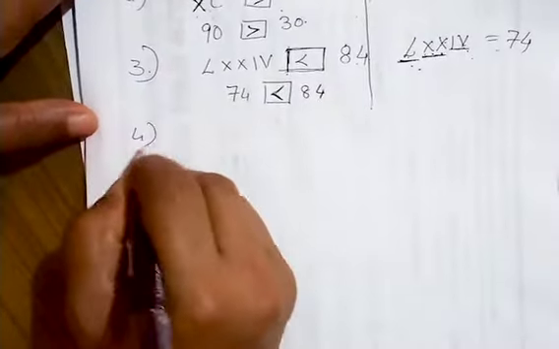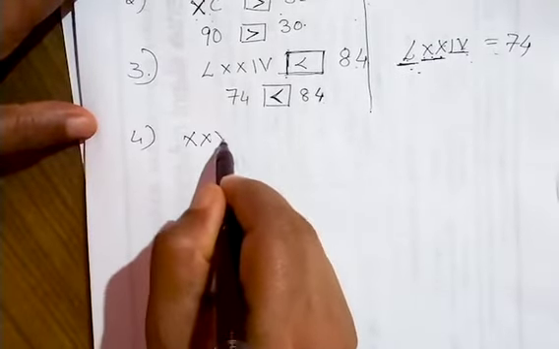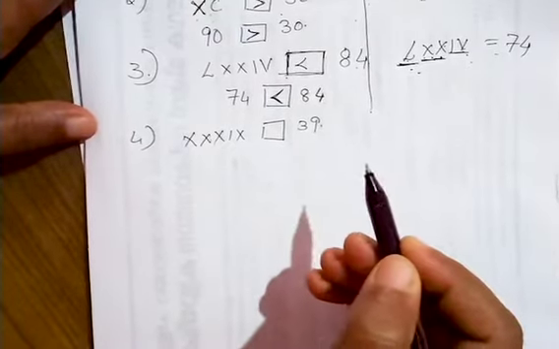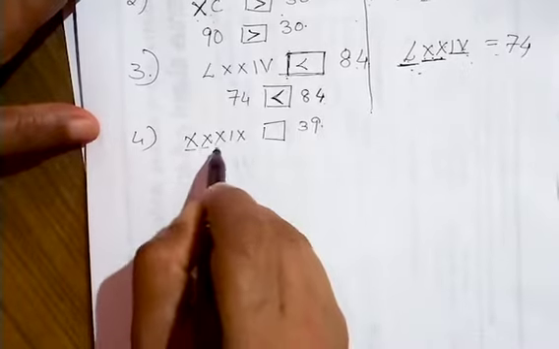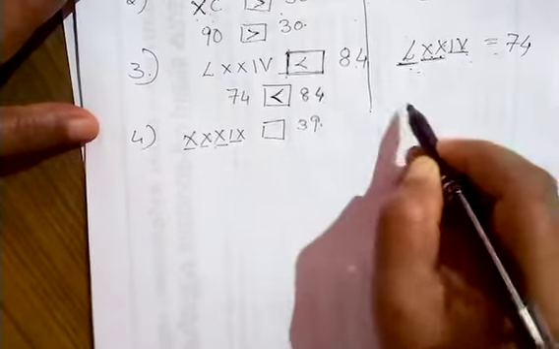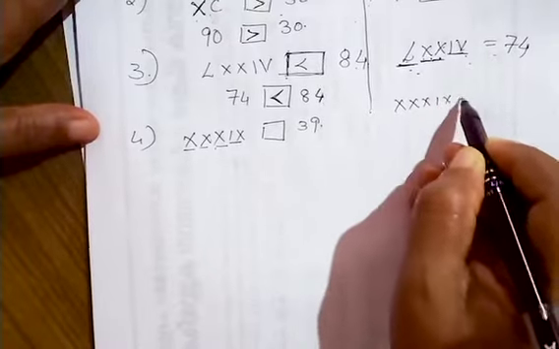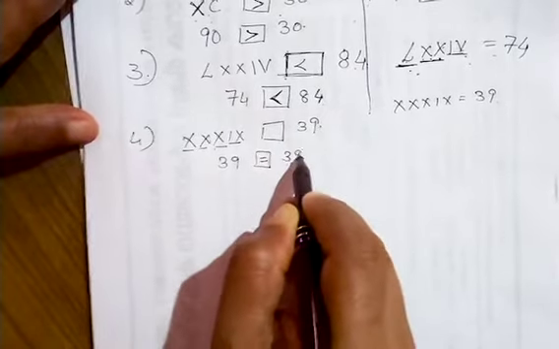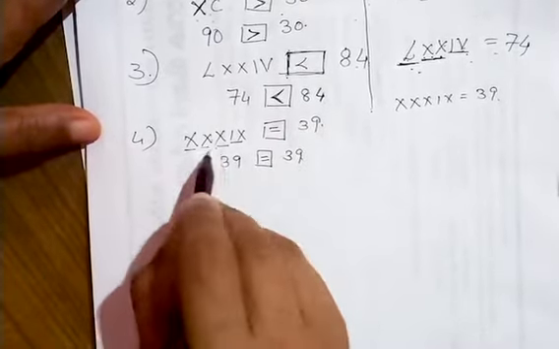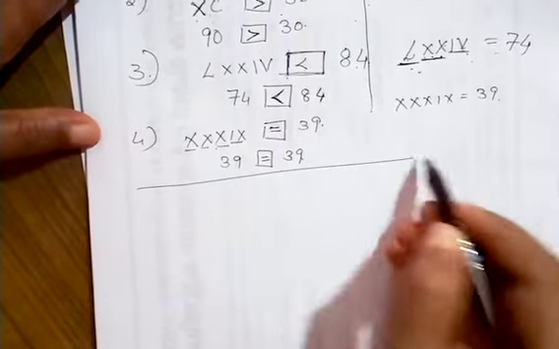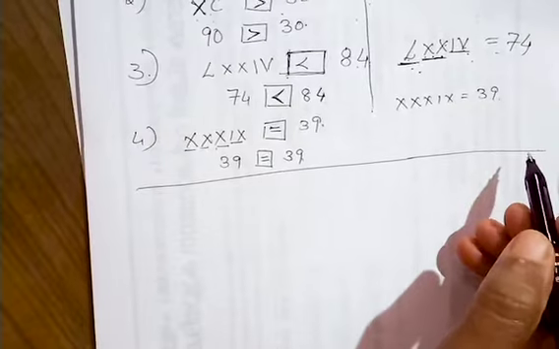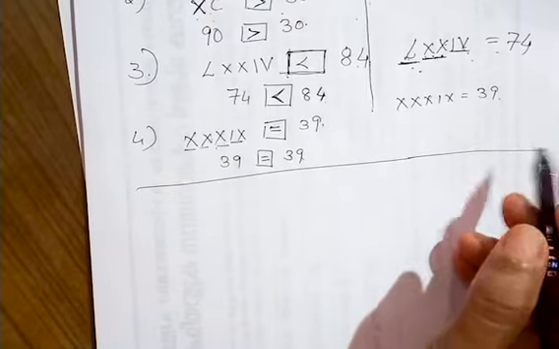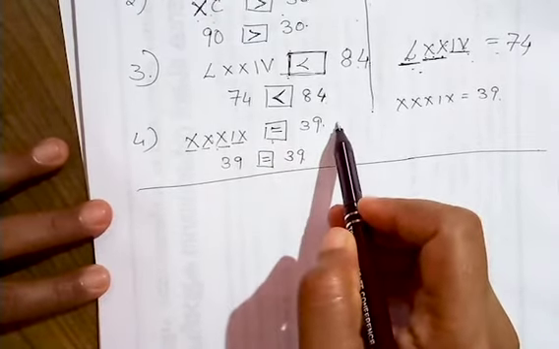And the next one, XXXIX, it is 39. XXX, that is 30. IX means 9. XXXIX is equal to 39. That is, 39 is equal to 39. Okay, I think all of you understand all these: how we can convert the Roman numerals to Hindu Arabic numerals and also Hindu Arabic numerals to Roman numerals.